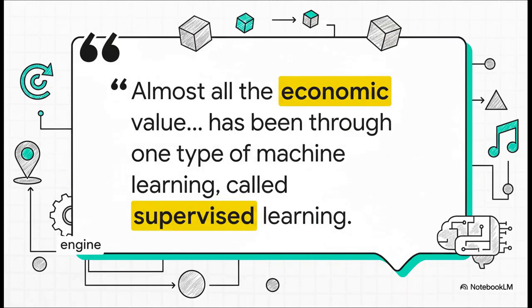There's a quote from our source material that just cuts right through all that noise. It says, almost all the economic value has been through one type of machine learning, called supervised learning. So forget the sci-fi fantasies for a minute. The real revolution, the engine that's powering the apps you use every single day, is this thing called supervised learning. And that's exactly what we're going to break down right now.